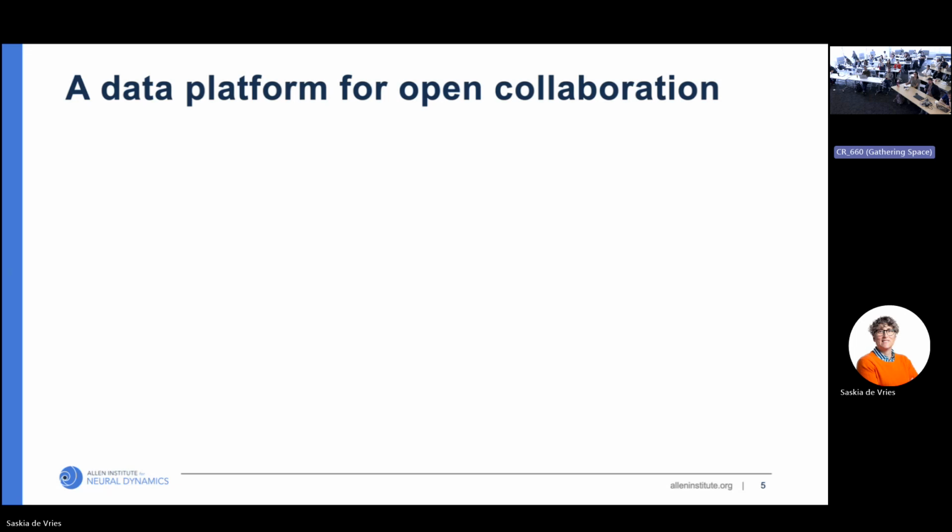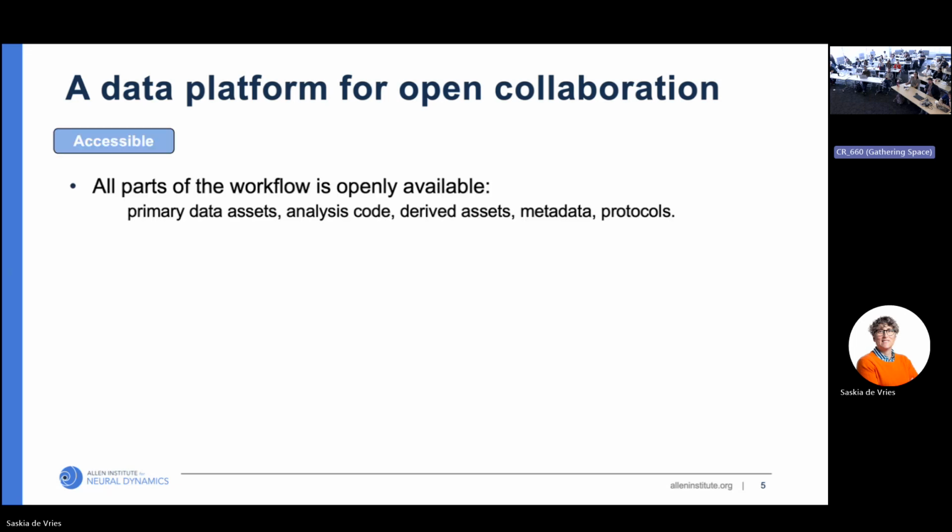So what does this look like? What are kind of the key components? First, this platform means that every part of this workflow needs to be accessible and openly available. This includes both the raw data, the primary data assets, as well as derived results. So the output of our spike sorting or our cell segmentation. We need the analysis code. All of the metadata and protocols that go with our data need to be accessible.